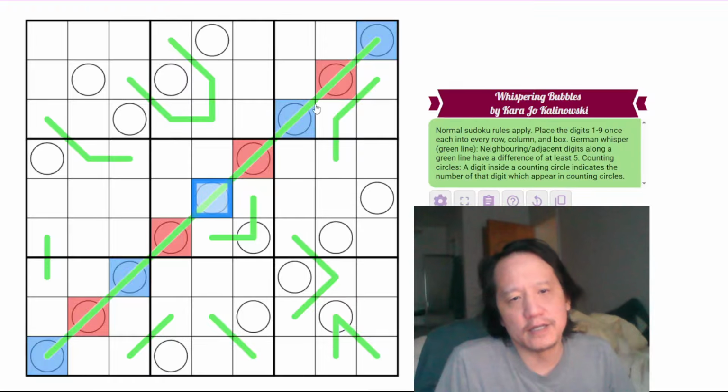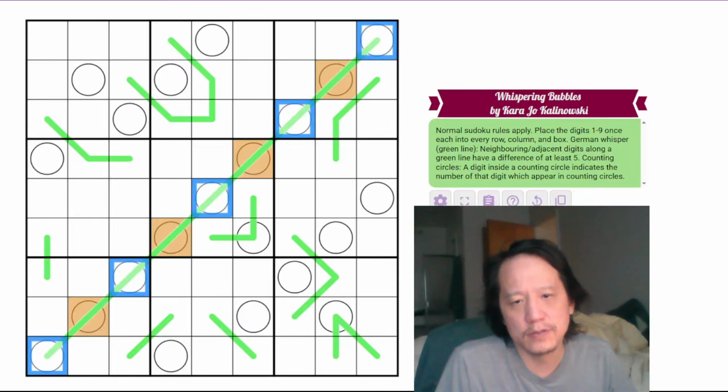This is likely not blue, I'm guessing. Actually, we should probably just change the different colors. Let's make this pink, I guess.